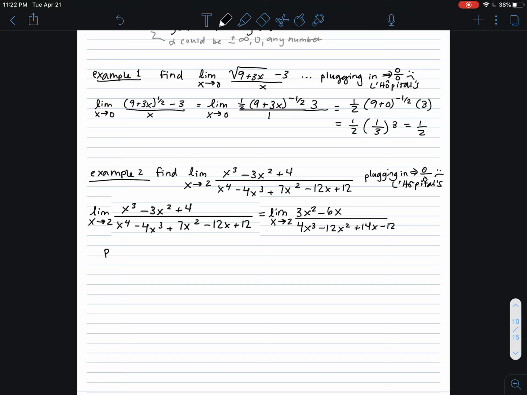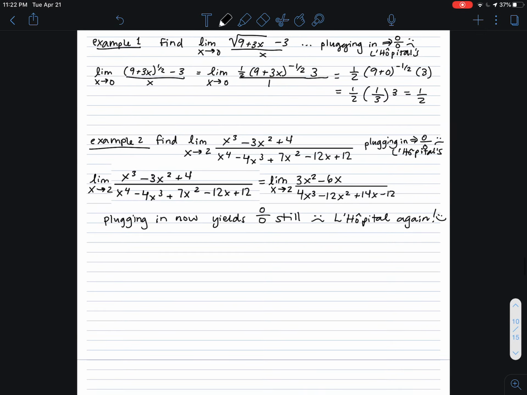And if we plug in now, we're still going to get 0 over 0. But no worries, we're just going to do L'Hopital's rule again, which we can do. So we actually have, again, I'm going to copy paste because this is a lot to write.